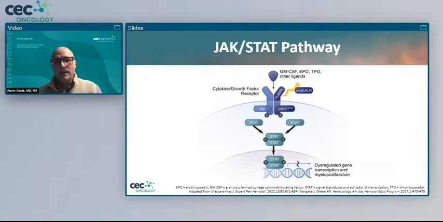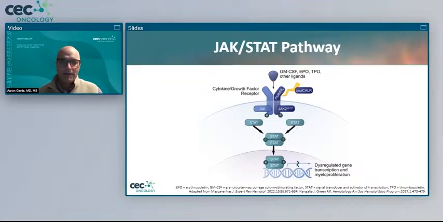It doesn't matter if a patient has a JAK2, calreticulin, or MPL mutation. It all does the same thing downstream: constitutive activation of the JAK-STAT pathway. That's why JAK inhibitors that block wild-type JAK2 are effective no matter what the driver mutation is, because again, it's a common pathway for all of these mutations.